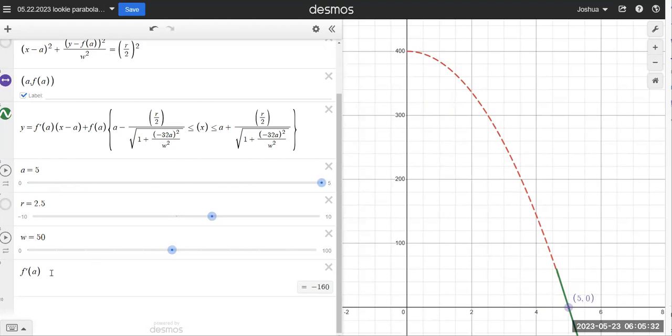But we're also told that f prime of a is negative 160 meters per second, meaning that that cannonball, which was launched from 400 meters, now has a velocity or speed of negative 160 meters per second. From there, you can calculate the momentum and other components, and the impulse and other components for your physics class.